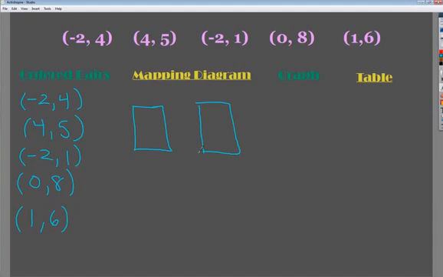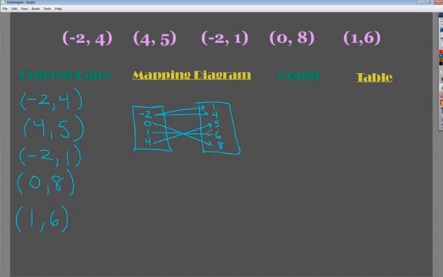So in our graph here, I'm going to put the domain values, or my x values, in numerical order. So negative 2, 0, 1, and 4. On the range side, I'm going to do the same thing. 1, 4, 5, 6, and 8. Those are my domains and ranges that are set up. Now I'm just going to draw a line to show how they're related. So negative 2 goes to 4. 4 goes to 5. Negative 2 goes to 1. 0 goes to 8. And 1 goes to 6.